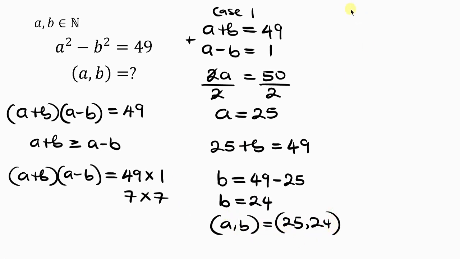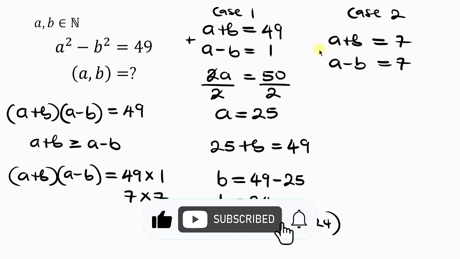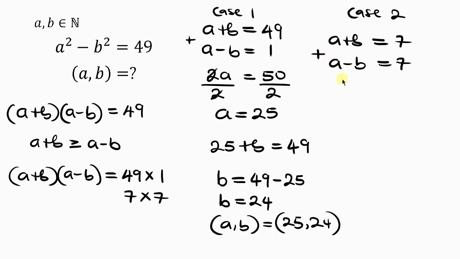Now for the second case, let's write case 2 here. For the second case, we take a plus b to be equal to 7, and we take a minus b to be equal to this other factor, 7. So this is when a plus b is equal to a minus b. Now, applying the same principle, we're going to be adding these two equations. So let's add. a plus a gives 2a, while b plus minus b is 0, so no need of writing that, equal to 7 plus 7, which is 14.